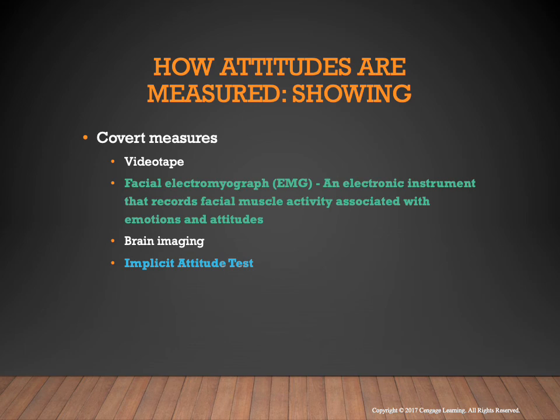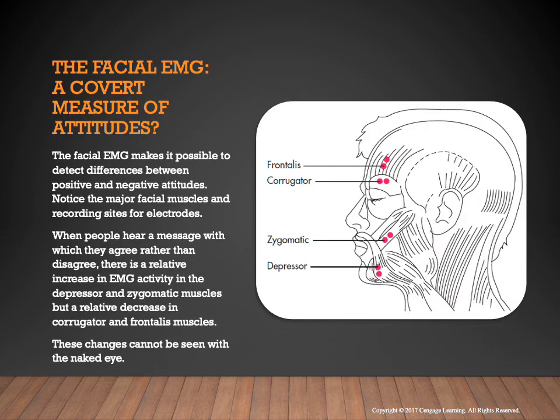And finally, there's something called the implicit attitude test. And this is the most popular test for measuring implicit or unconscious attitudes. The facial EMG, a covert measure of attitudes. While we're still researching the use of EMG, there is some interesting data right now that suggests a facial EMG may make it possible for us to detect the difference between positive and negative attitudes.